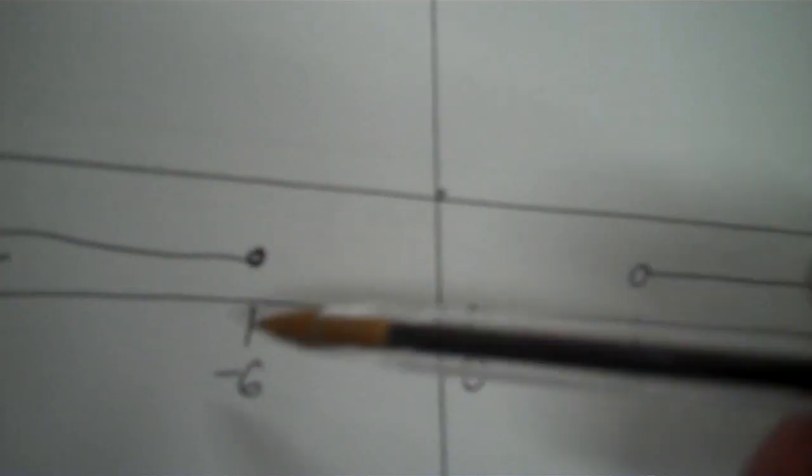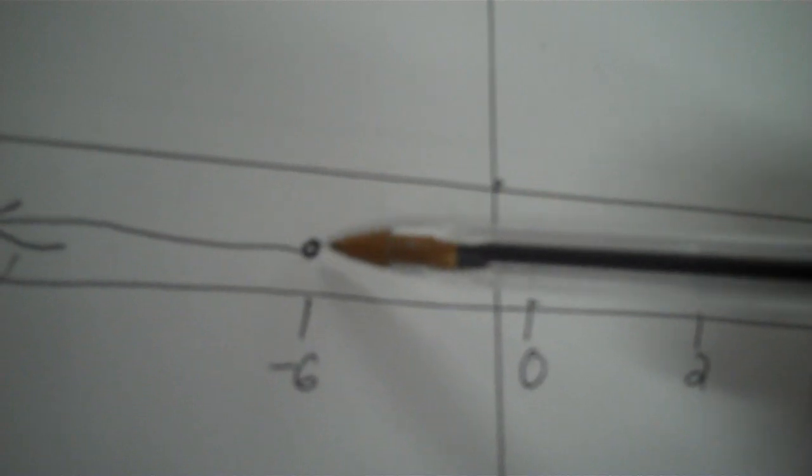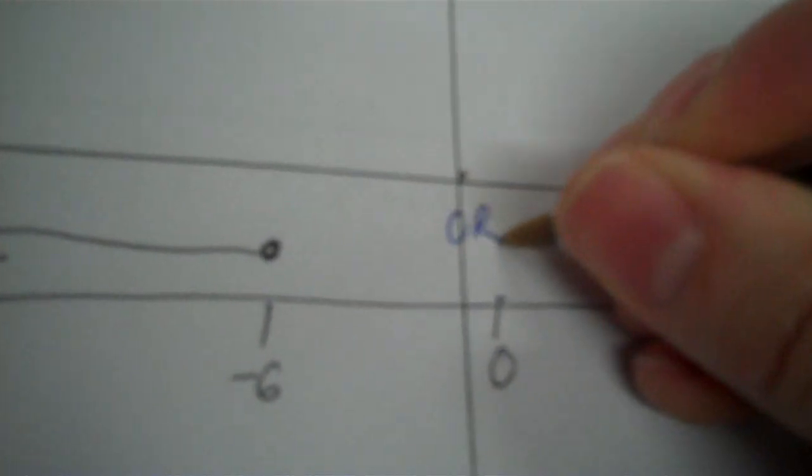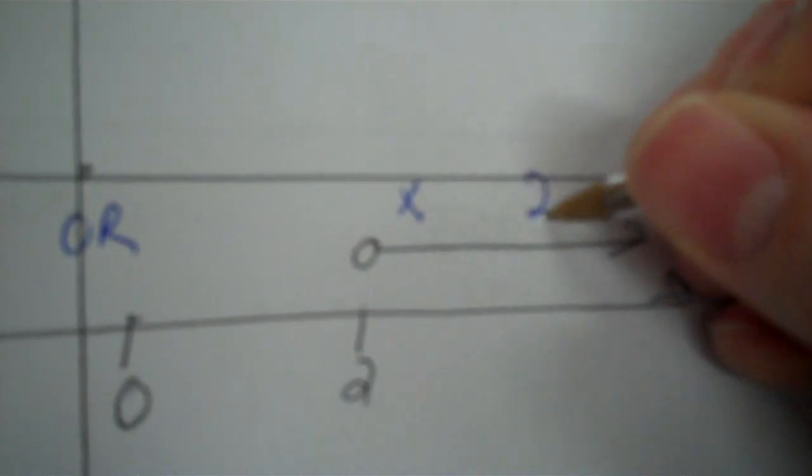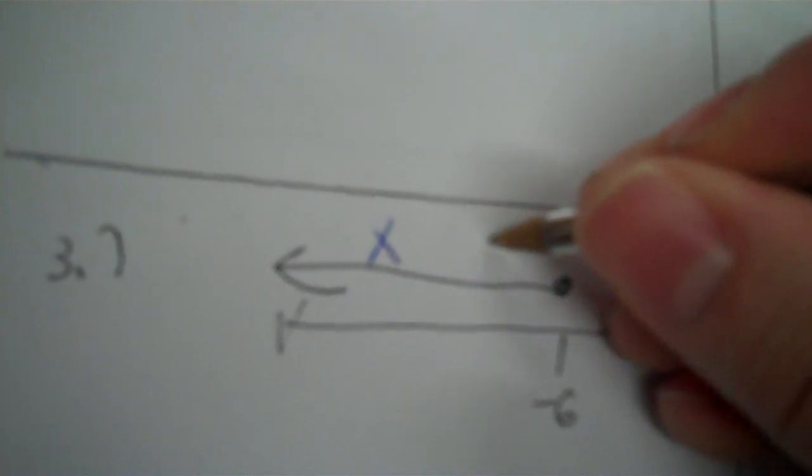Okay, now when I have graphs that are going in opposite directions, or they're spreading apart, that means it's "or". So x can be 2, it can be greater than 2, not equal, or x could be -6, less than or equal.